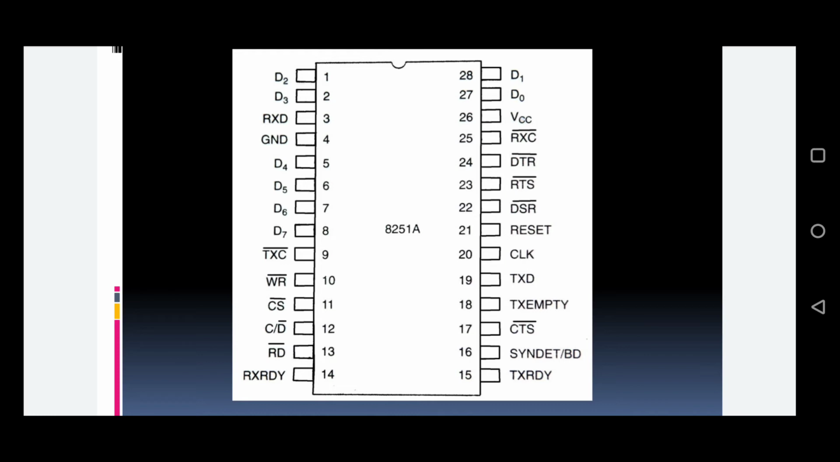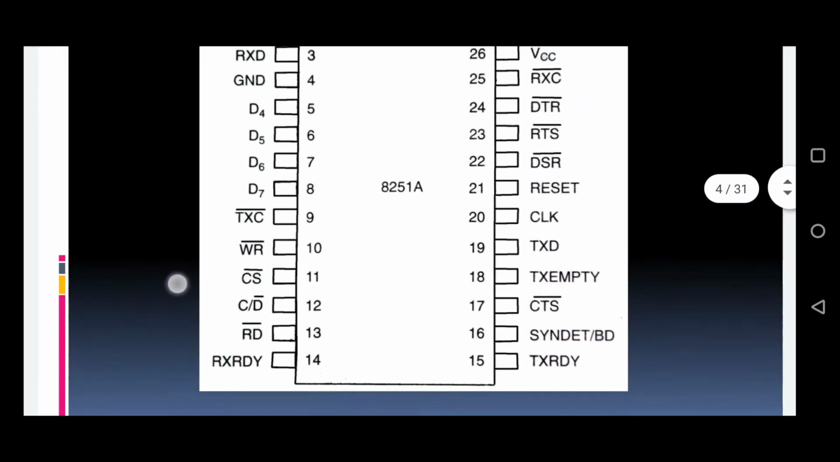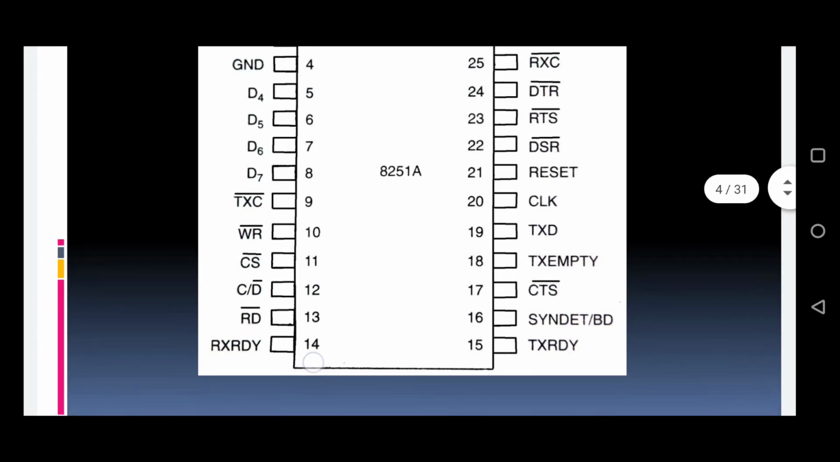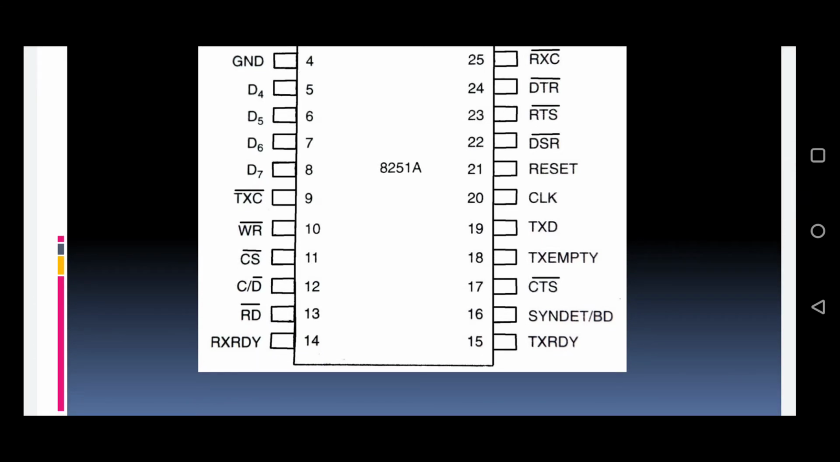Let us see the first signal, RxD. The RxD pin, that is the third pin, is a terminal which receives the serial data. It is an input terminal or input pin. And next one is RxRDY. See the 14th pin. The 14th pin is RxRDY, an output terminal. This pin indicates that the 8251 contains a character that is ready to read, so the receiver is ready to read the data. It is an output terminal.